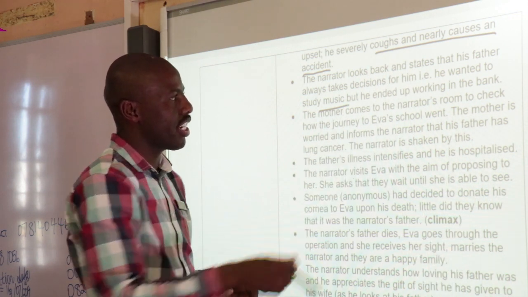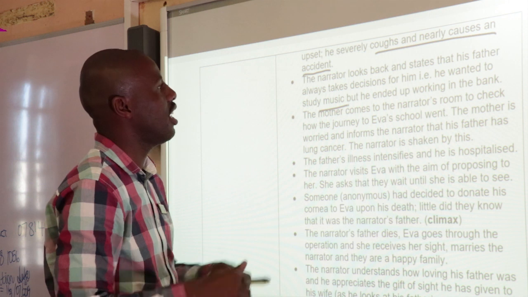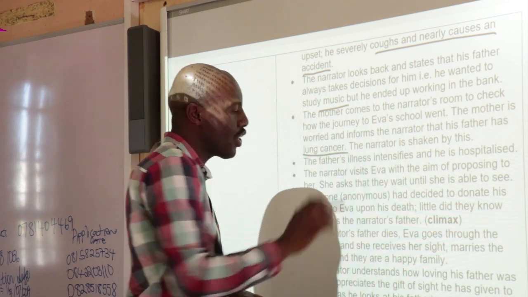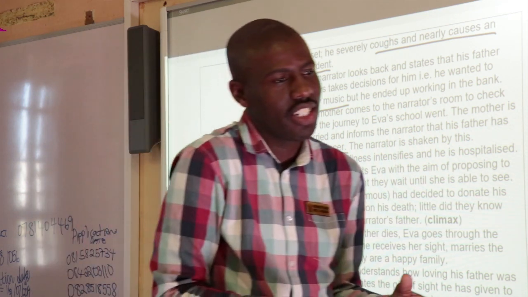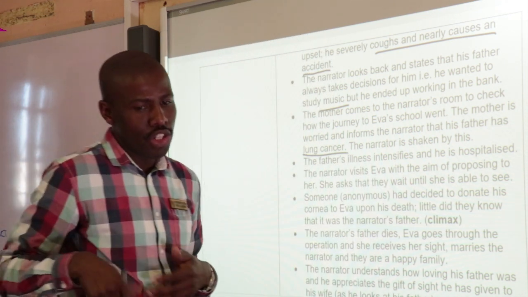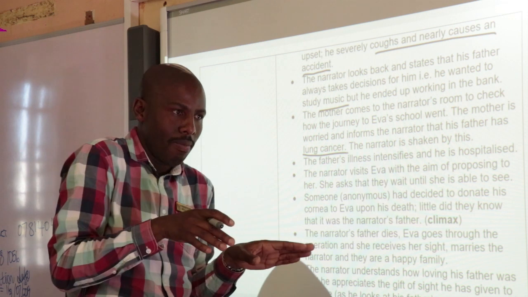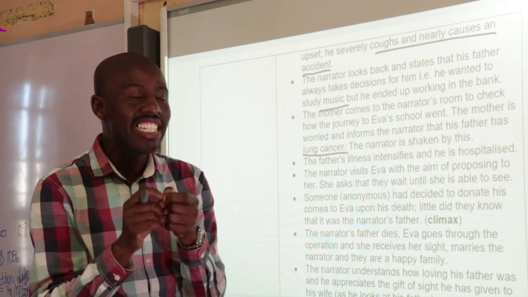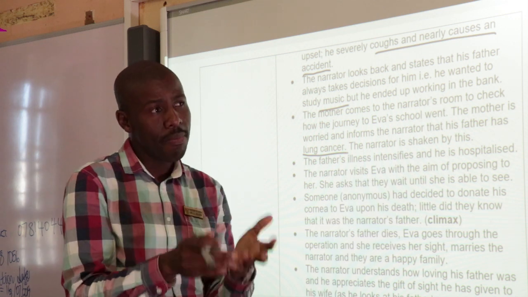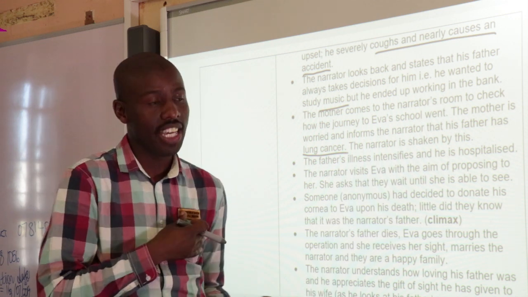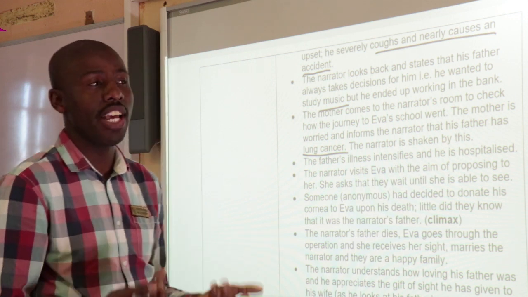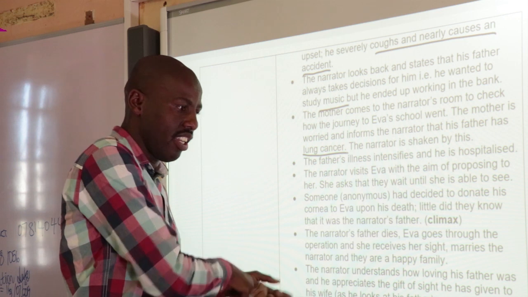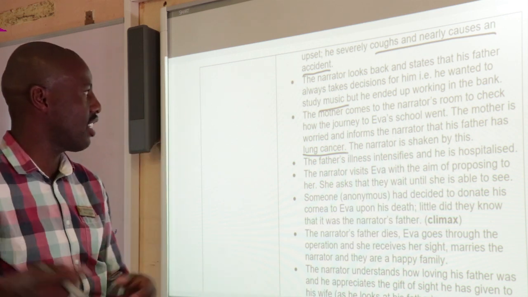The mother comes to the narrator's room, checks how the journey was. The mother is worried and informs the narrator that your father has lung cancer. Now, I don't like this because it's more like manipulation. She says, I don't mind you marrying her, although I would love you to change your mind, but be careful. If you continue arguing, your father is ill, gravely ill. If he is unhappy, he may die because of lung cancer. For me, this was manipulation. She was trying to convince her son not to marry Eva, even though she does not state it directly.